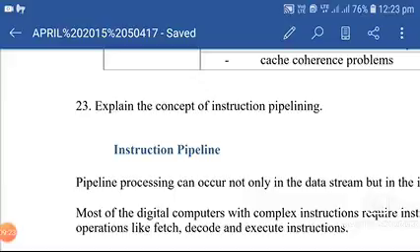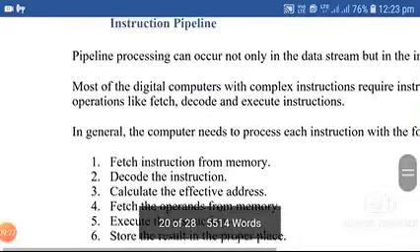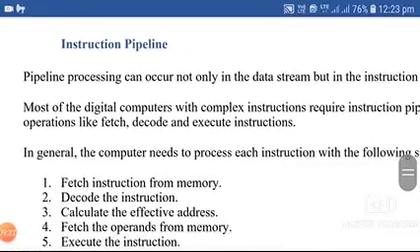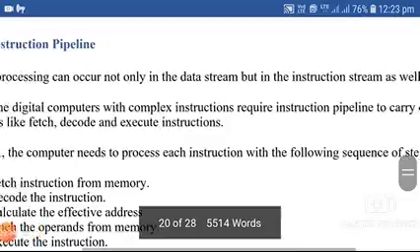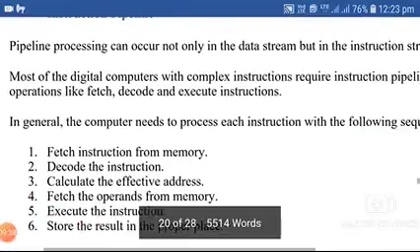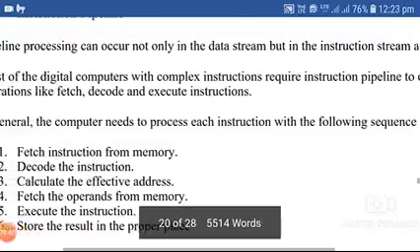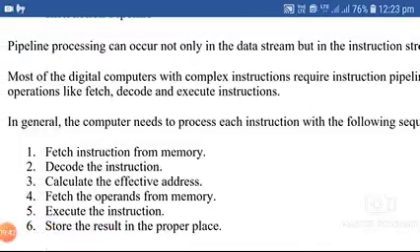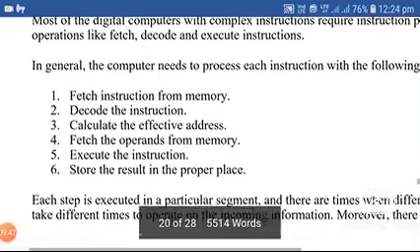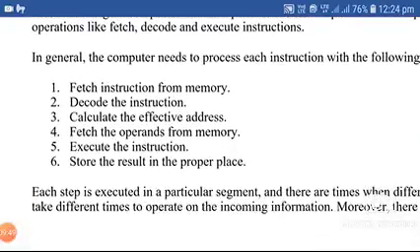Our next question is question 23 in part C. Explain the concept of instruction pipelining. Instruction pipelining processing can occur not only in the data stream but in the instruction stream as well. Most digital computers with complex instructions require an instruction pipeline to carry out operations like fetch, decode, and execute instructions. In general, the computer needs to process the following. Number 1, fetch the instruction from memory. Number 2, decode the instruction.